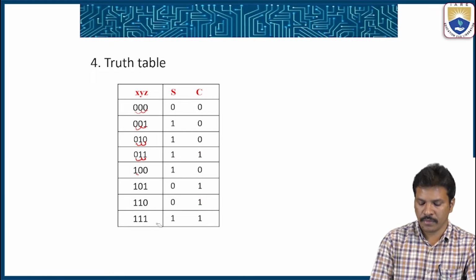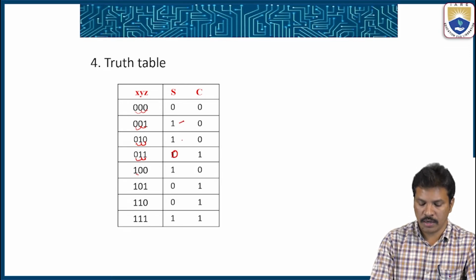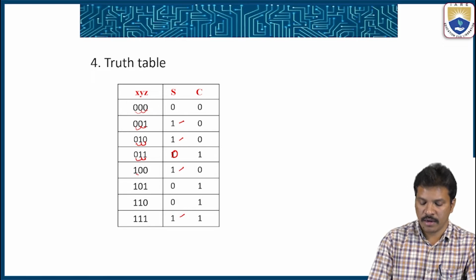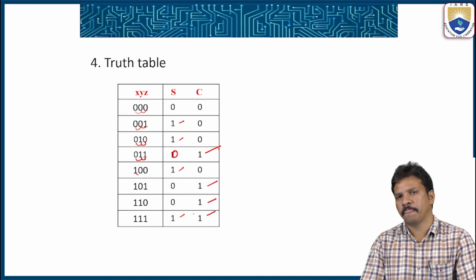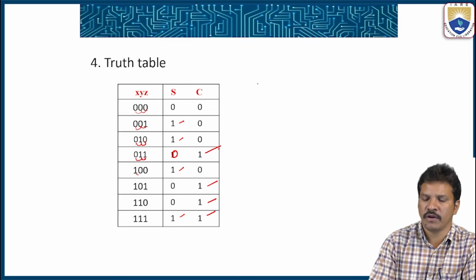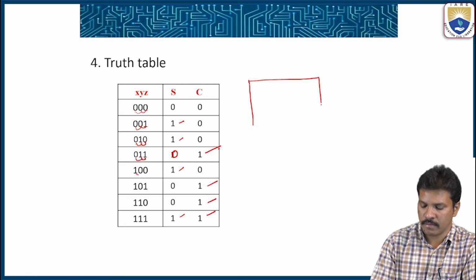in this case for 1, 2, 4, 7 input combinations, the output sum will be high, and for 3, 5, 6, 7 input combinations only, the output carry will be high. So find out the Boolean function from the K-map.